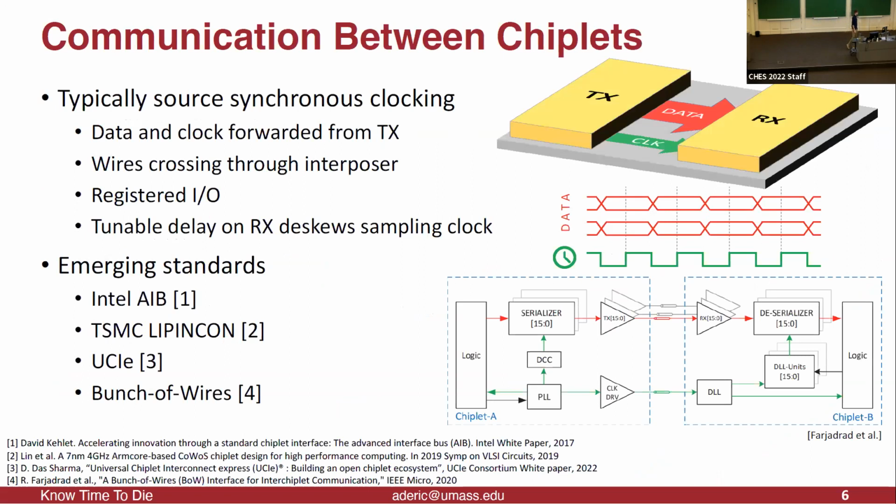The reason this is possible is because these dies, or chiplets, actually use what we call source synchronous clocking. When you send data from one chiplet to the other, you also send the clock along with the data. The wires go from the transmitting chiplet through the interposer and then to the receive chiplet. On the receive chiplet, you have registers, and you also have tunable delay elements, which let you take the transmitter clock and deskew it so that you can sample data at the right time.